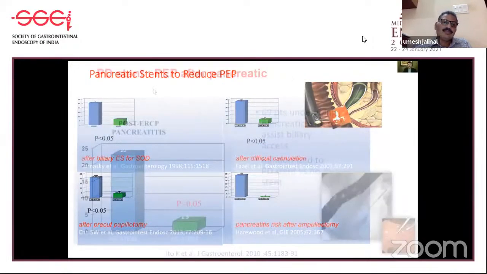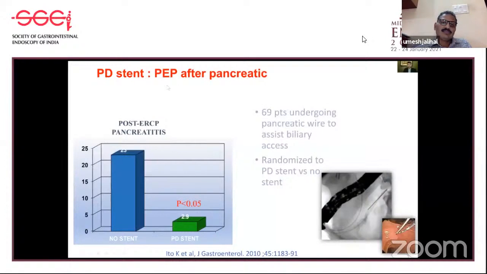So how about a PD stent after a guide wire passage? Here you can see that there is a guide wire in the pancreatic duct and a guide wire in the bile duct. When the guide wire goes deep inside, if you do not place a stent, the risk of post-ERCP pancreatitis is about 23%, and it drops to less than 3% when you have a stent placed.